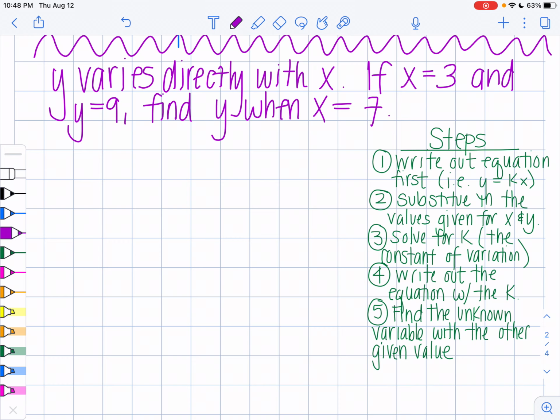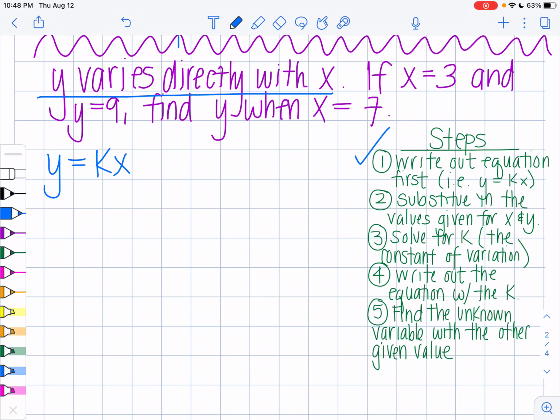Okay, so let's kind of break this down a little bit. I wrote out some steps for you on the side. First, write out your equation. This part right here, y varies directly with x, tells you your equation. It looks like y equals kx. Okay, that's my step 1.